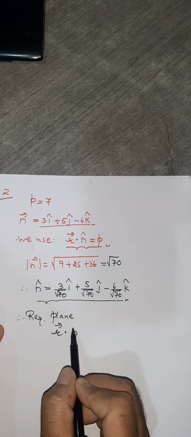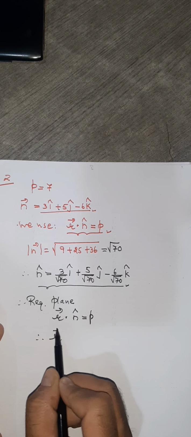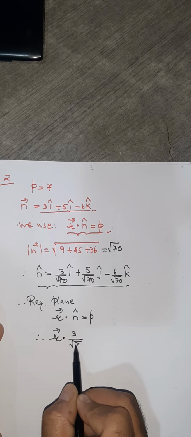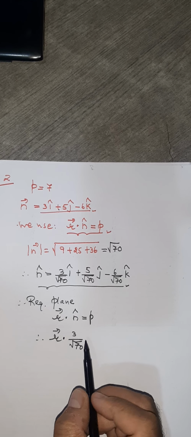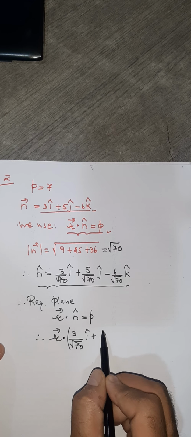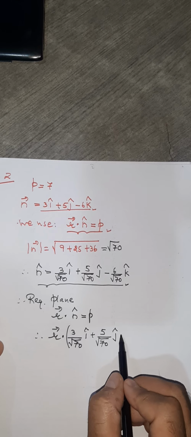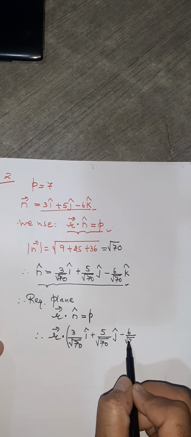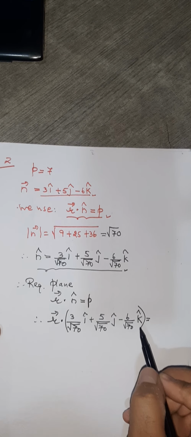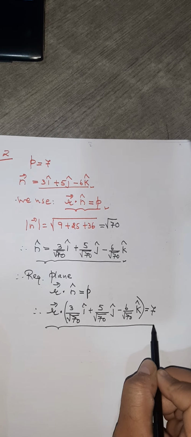Vector r dot n cap equals small p. So r is the variable vector, we keep it as it is. What is n cap? Which I just place here: 3 by root 70 i cap plus 5 by root 70 j cap minus 6 by root 70 k cap equals small p. What is small p? That's 7. So in this form we need to remember.